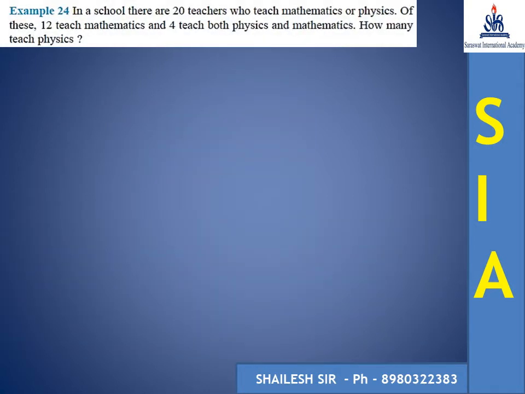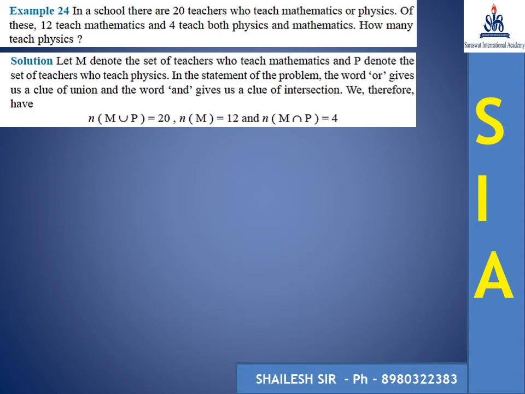In a school, 20 teachers teach mathematics or physics. 12 teach mathematics, 4 teach physics. How many teach physics only? Very easy. Consider M for mathematics and P for teachers who teach physics. So n of M union P is 20.